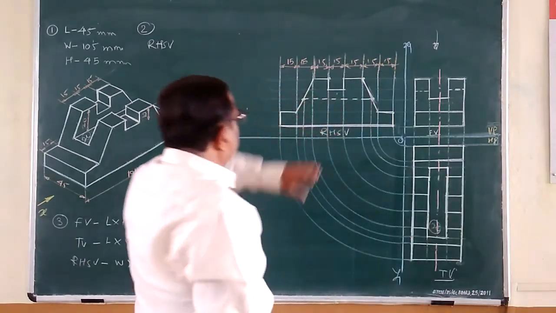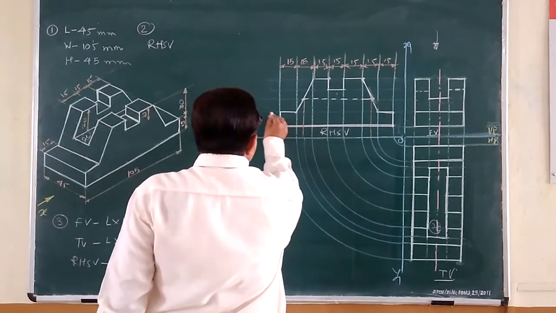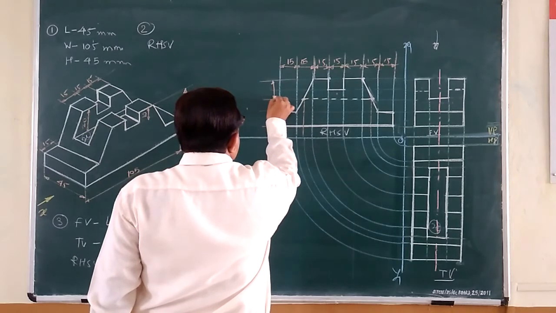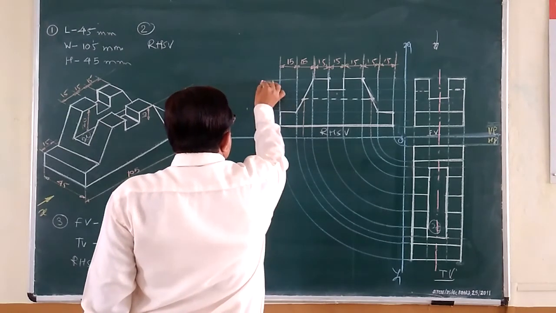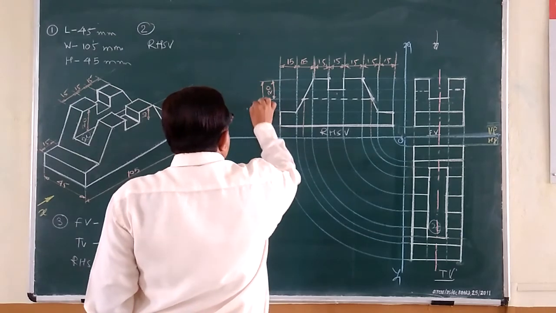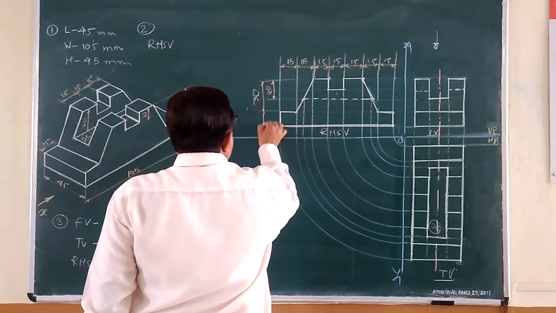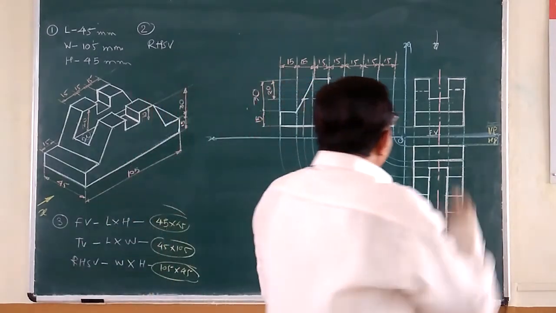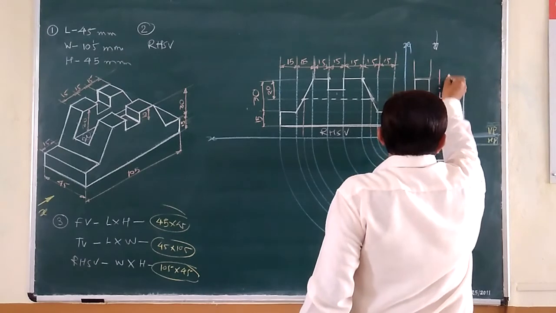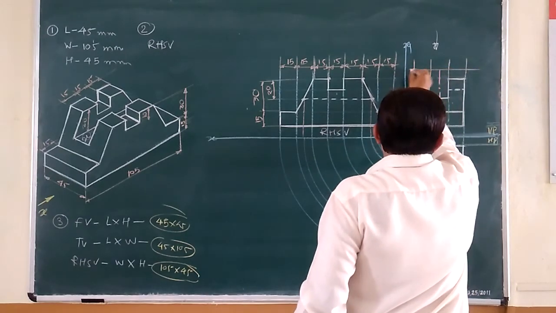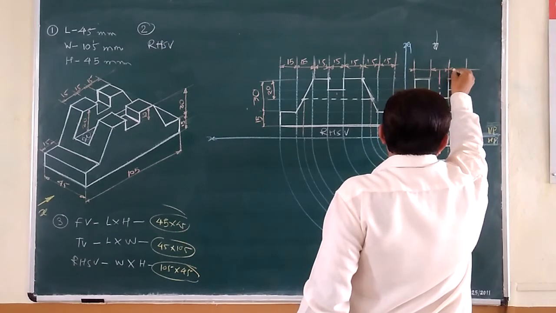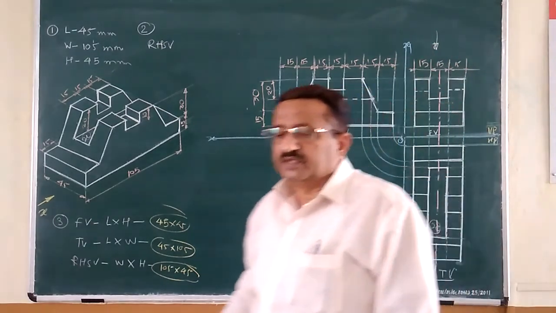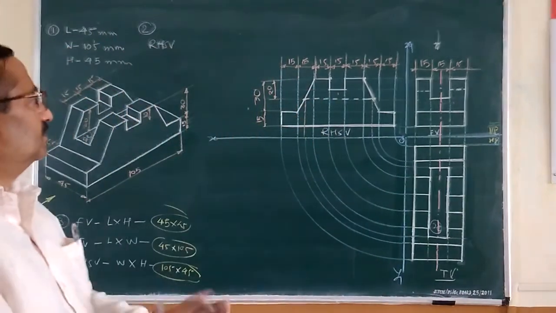So width is clear here. What about height? This is of 30. Base plate height is 50. So height is also clear, width is clear. Length will show that two segments. 15 inch. So in this way, front view, top view, and its side view, we are finished.